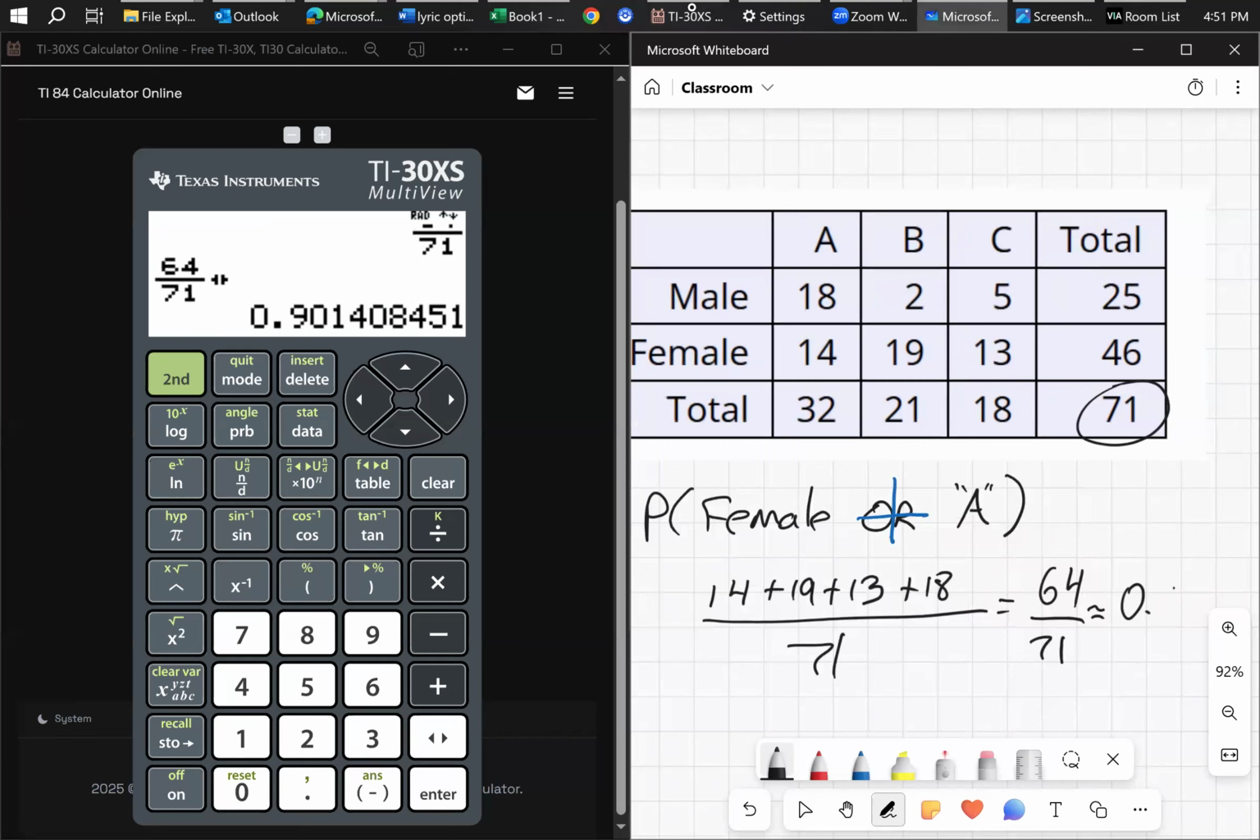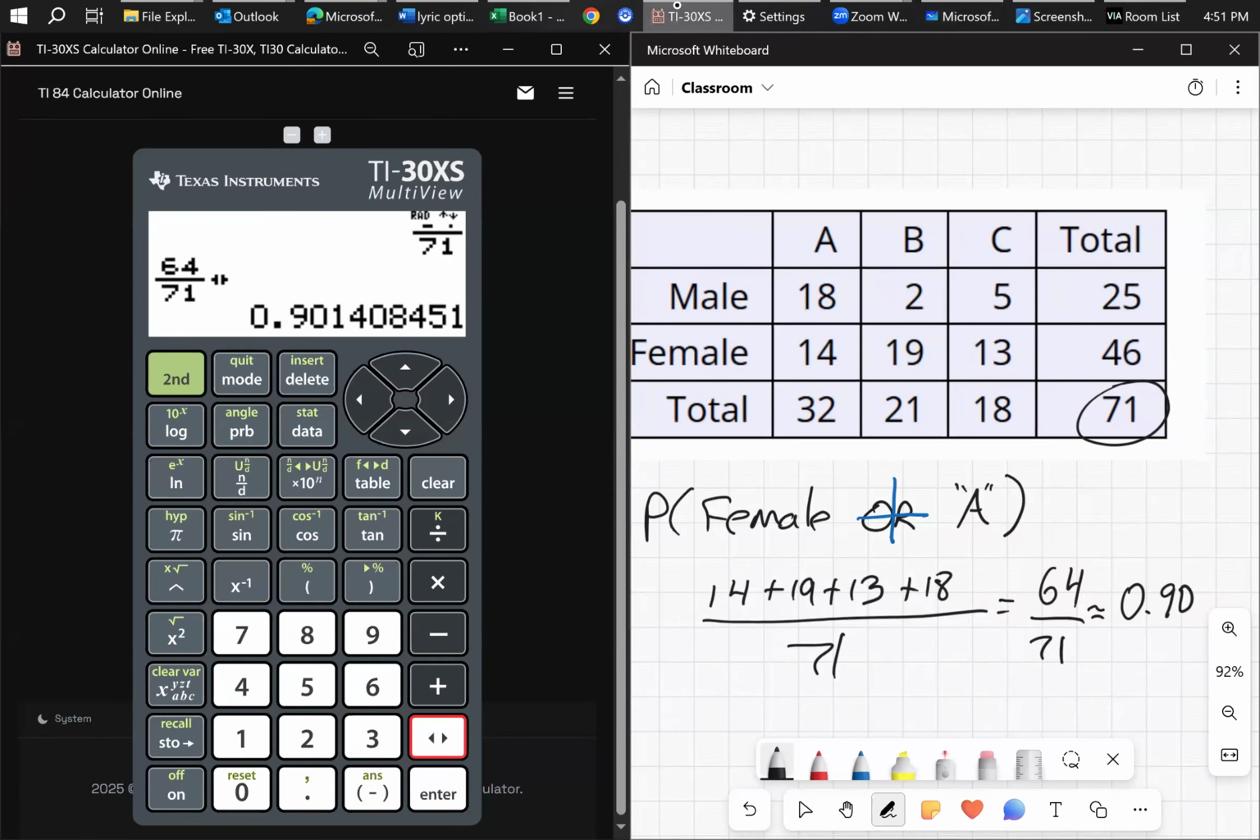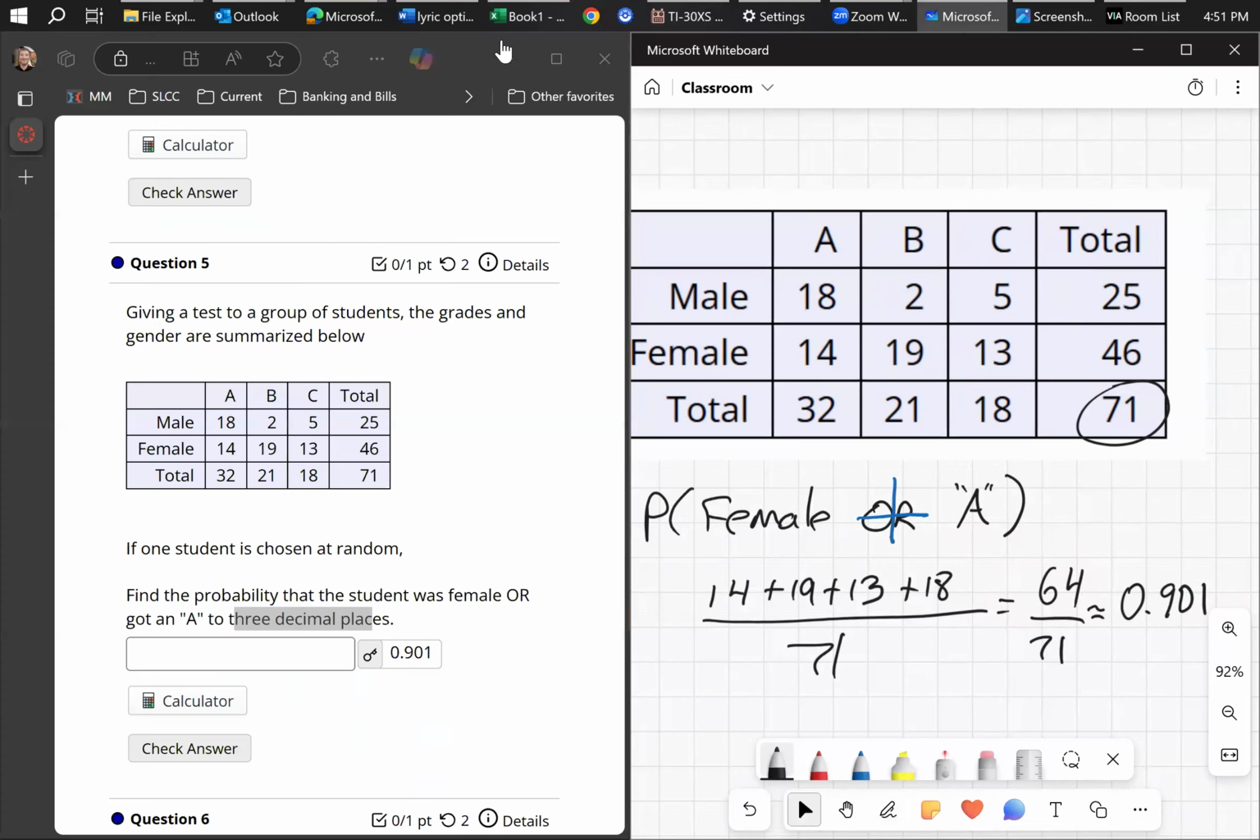But let's see, 0.901. Oh, they want 3 decimal places? Make sure to read that instruction. If it shows up on the test, you're always going to be doing that, I hope. 0.901. Now, the other approaches, you could, of course, look at all the females plus the additional A's and add those up, and that's another way to get 64. Or all of the A's plus the additional females that weren't already counted, and that's 64.